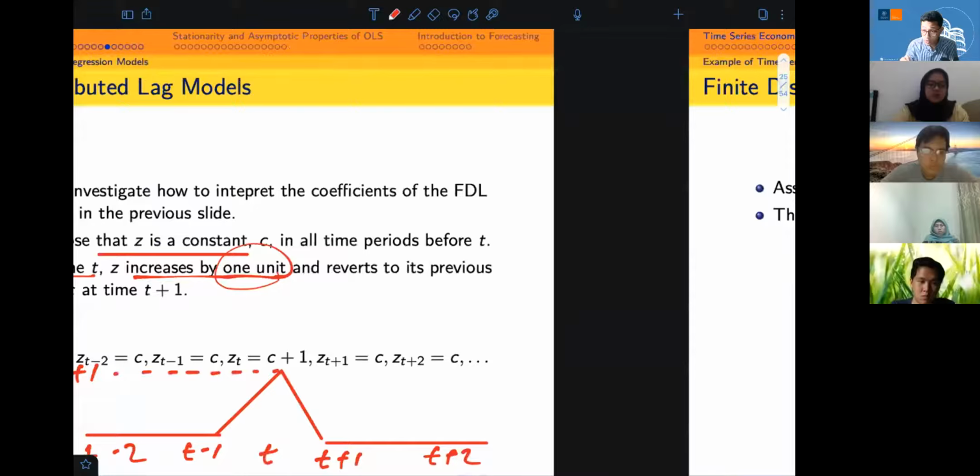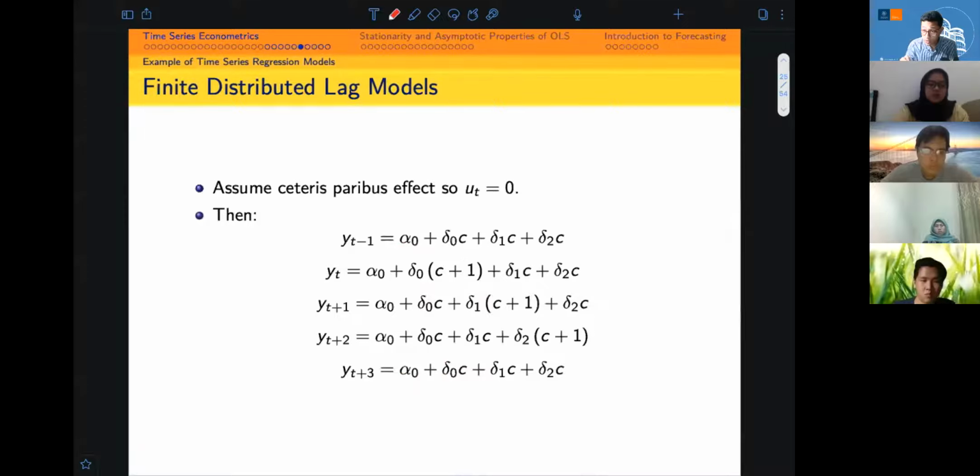Now, we're going to assume that there is a ceteris paribus effect, so the value of the unobservable is going to be 0. So recall that YT minus 1 is just going to be a function of the Cs. And YT is going to be alpha 0 plus delta 0 (C plus 1) plus delta 1 C plus delta 2 C. Now, how do we get this? Recall that if you have YT minus 1, then this is going to be ZT minus 1, ZT minus 2, ZT minus 3, and so on. Okay, so if you keep track of the subscripts, you'll get this. So you have to be patient and keep track of the subscripts, and then you'll know the difference. Okay, so you do that for all YT between YT minus 1 and then YT plus 3.